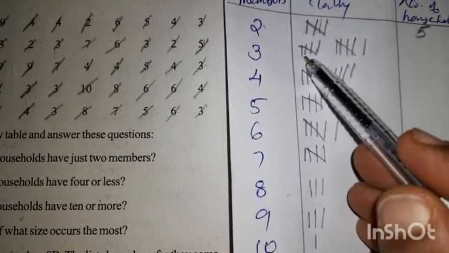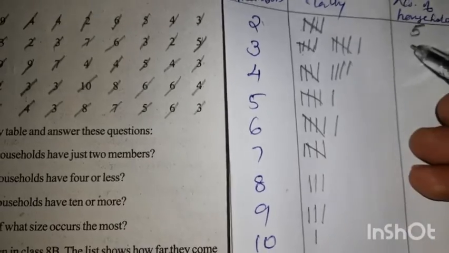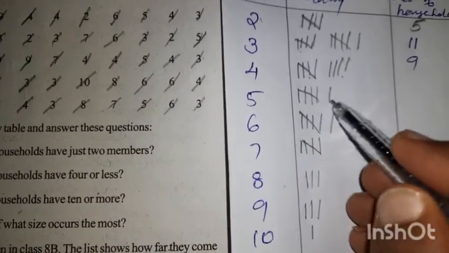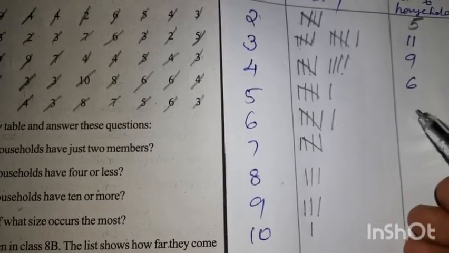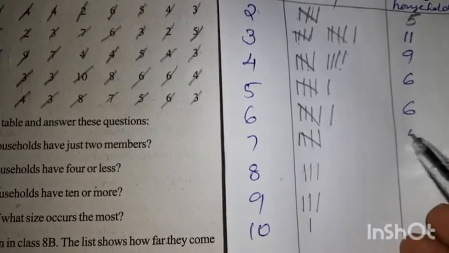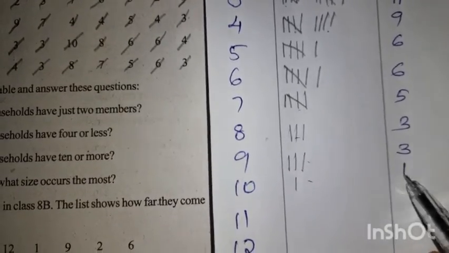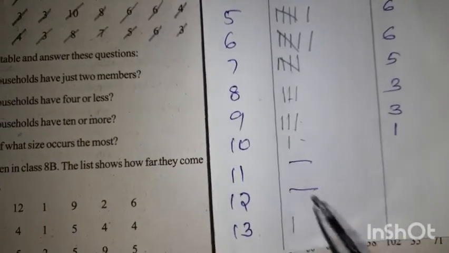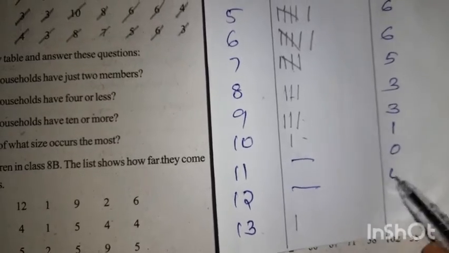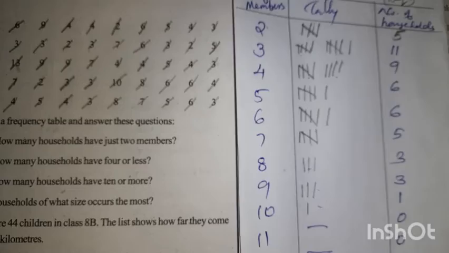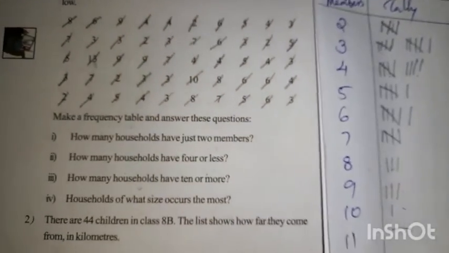10. 3. 5 plus 5 plus 1, so it is 11. 5 plus 4, 9. 5 plus 1, 6. 5 plus 1, 6. 5. 3. 3. 1. 11 is not there. 12 is also not there. 0, 0. 13 is 1. So now you got the frequency table, and using this you have to fill the questions.